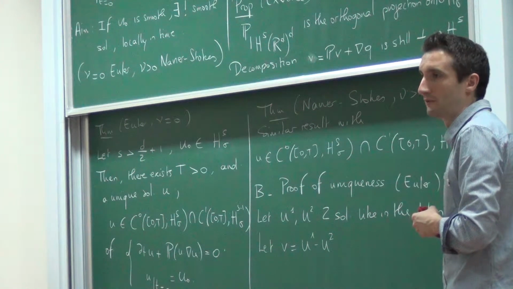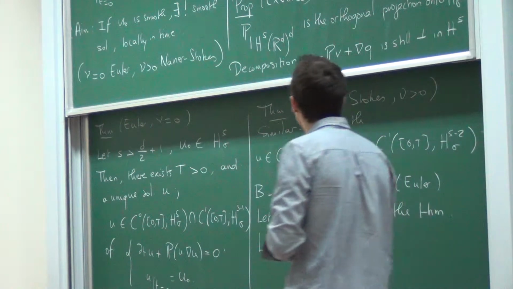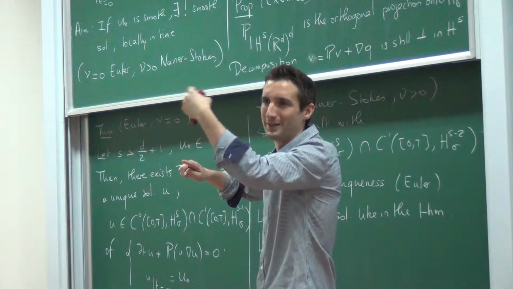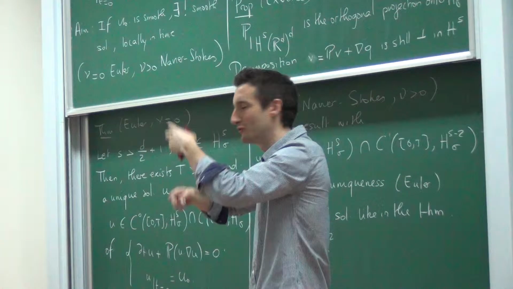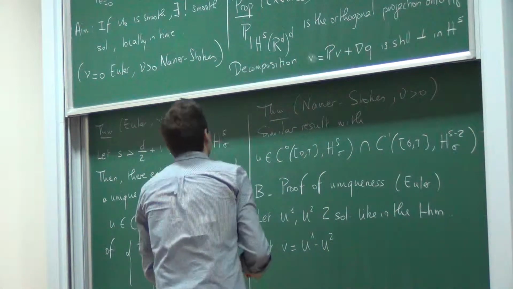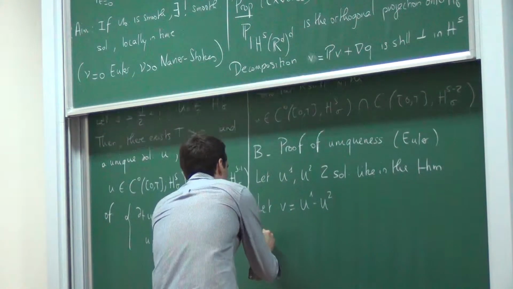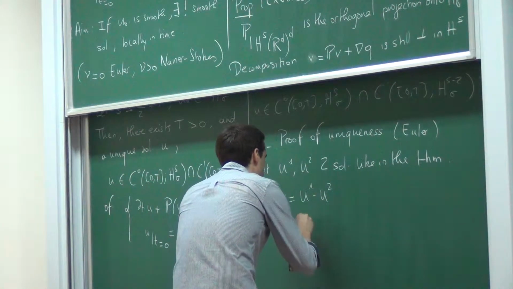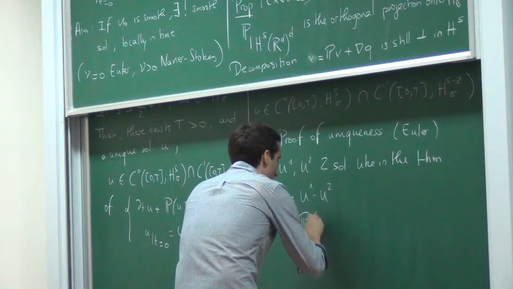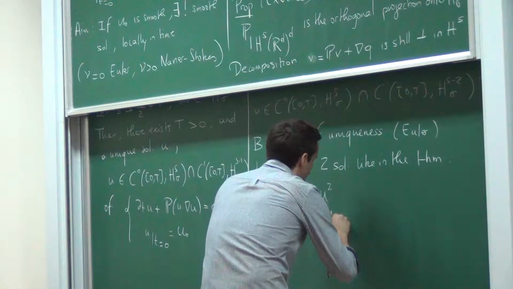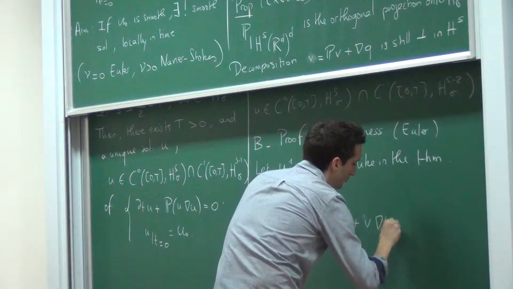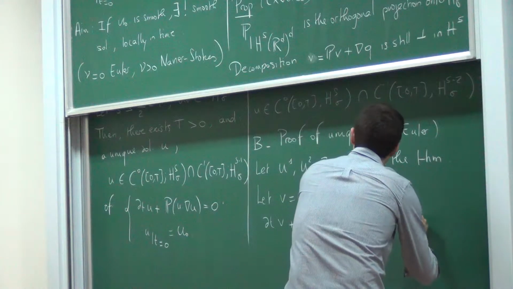You first write down the equation satisfied by V. So you subtract the two Euler equations. Well, there is one for U1, one for U2. You make the difference, and you find that the V will satisfy dTV plus P of U1 dot grad V plus V dot grad U2 equals 0.